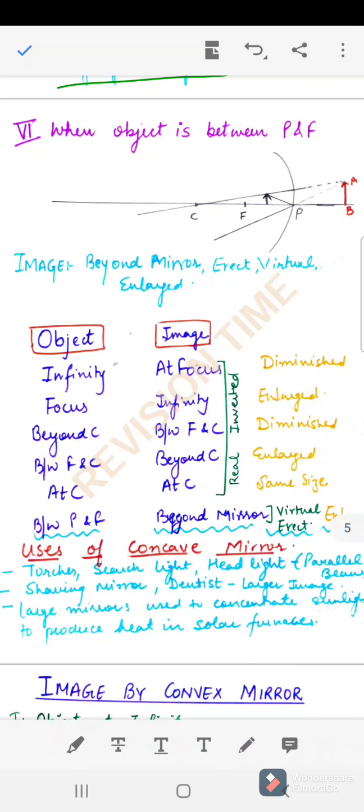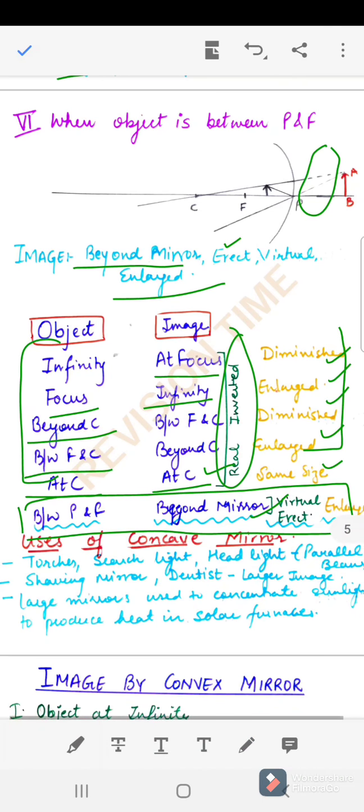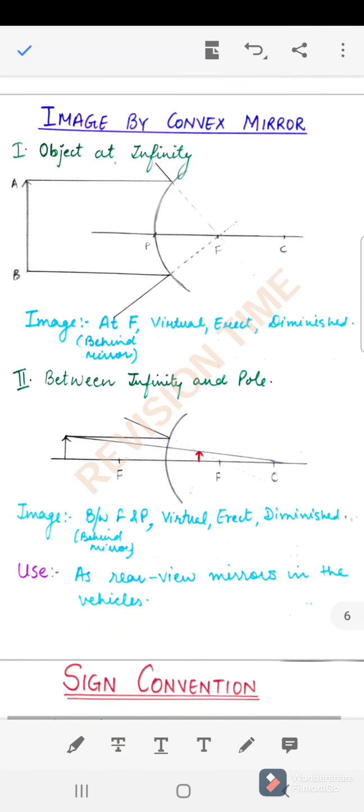So now, what are the uses of a concave mirror? It is used in torches, searchlights, headlights, because it provides a parallel beam, right? Also it is used as a shaving mirror and dentist mirror for larger images of the face and the teeth, right? Also large mirrors are used to concentrate sunlight to produce heat in solar furnaces. Why? Because these are converging mirrors, right? They will converge the light rays and the heat will be produced.